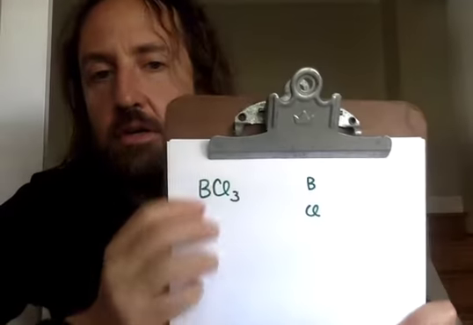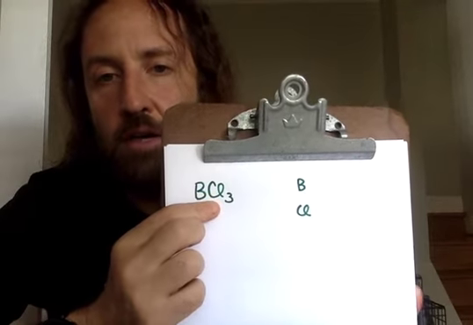Hi, today we're going to talk about something that violates the octet rule when we are doing a Lewis structure. And then I'll show you how to draw the shape of it. And we'll talk a little bit about some other things later on that violate the octet rule in other ways. So the first thing we're going to talk about is boron trichloride.